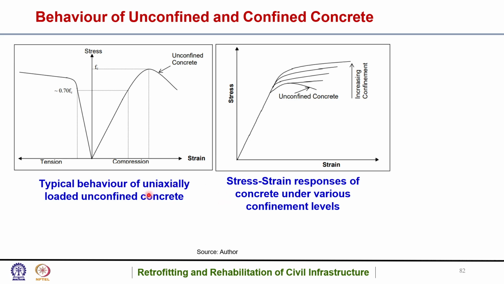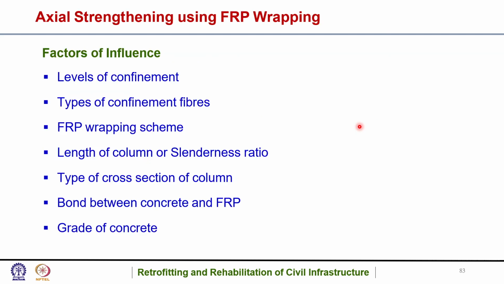This is a typical behavior of uniaxially loaded unconfined concrete. As can be seen here, this is the tension and compression stress pattern. So this is the stress versus strain pattern for both compression and tension in unconfined concrete, and this is the stress strain response of concrete under various confinement levels. It can be seen here that with the increase in confinement, the stress carrying capacity also increases.